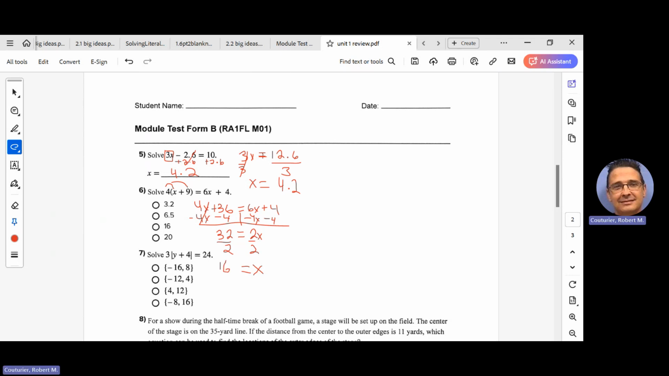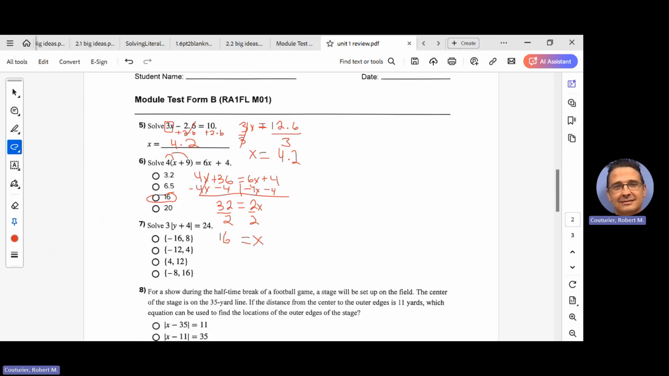So we look, is one of our answer choices 16? Yep, right here. Could have also taken the 16 and plugged it in. Take the 16, plug it in, and your answer should equal each other. Multiple choice, plug it in and see which one works. Second way to beat a test.